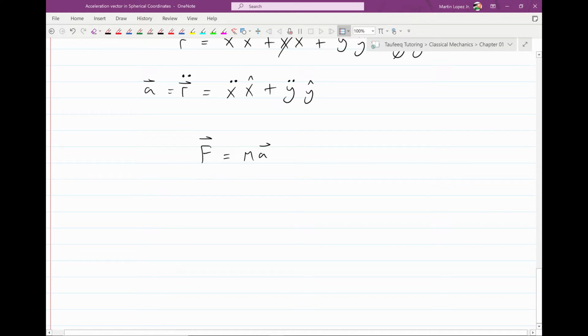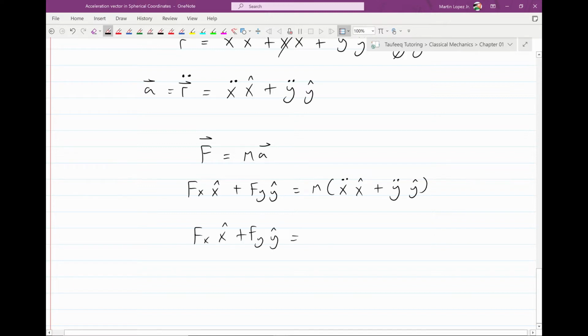You need F of x or F of y. Or how do we break a vector into components? This is going to be Fx x hat plus Fy y hat. And that's going to be equal to m times x double dot x hat. I'm just substituting a vector here. Plus y double dot y hat. Now I can rewrite this, and this is going to be m x double dot x hat plus m y double dot y hat.